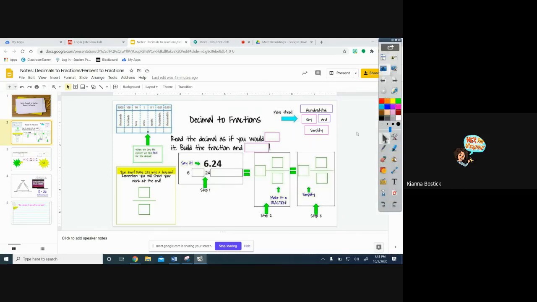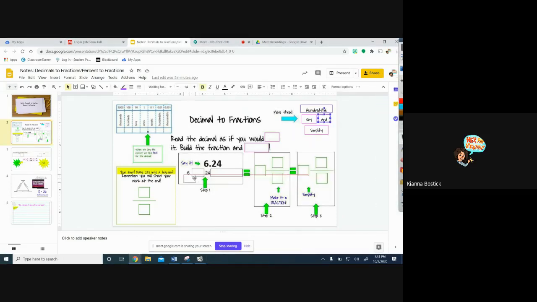I just can't write that small on here. But we do have 6, and we're going to drop our "and" here, 24 hundredths, because our 4 ends in the hundredths spot. So we're going to read the decimal as you would say it, build the fraction, and simplify. Okay, so make sure you guys have these filled in before we continue.